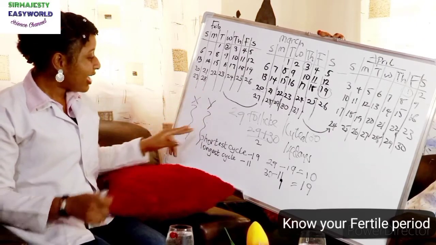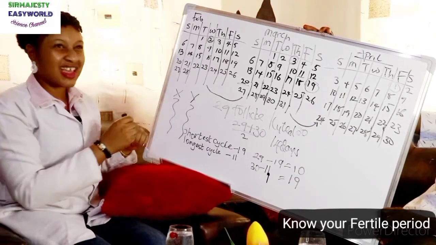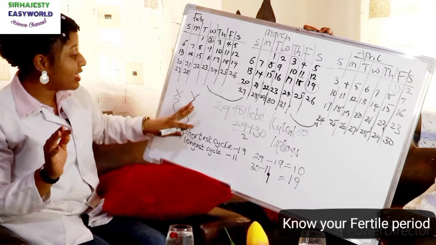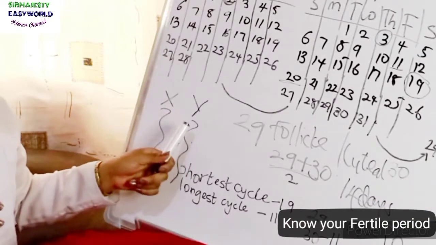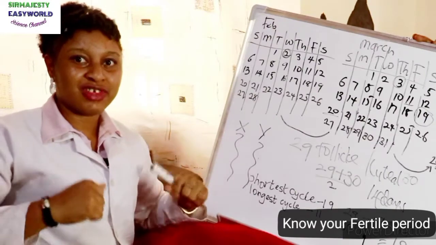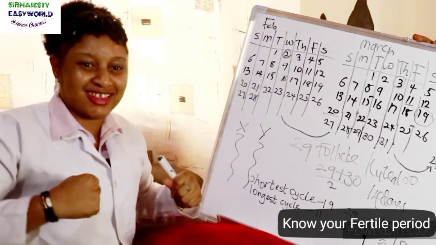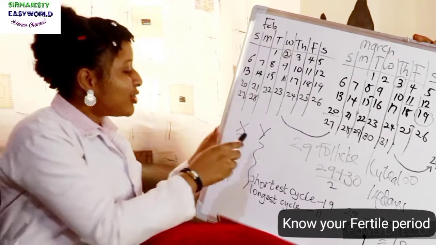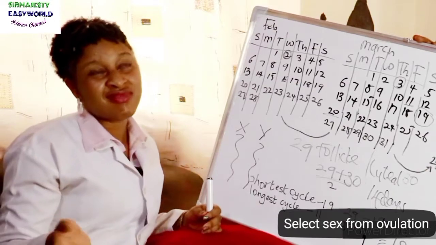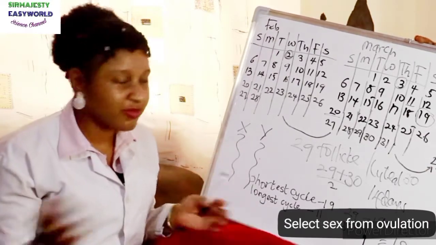Now the X-containing sperm is very fast. Okay, the Y-containing sperm, that's the male sperm. They are fast, like men, they are very, very fast. Vibrant, energetic. It's in our genes. They go very fast, but within a short time, they just die off.